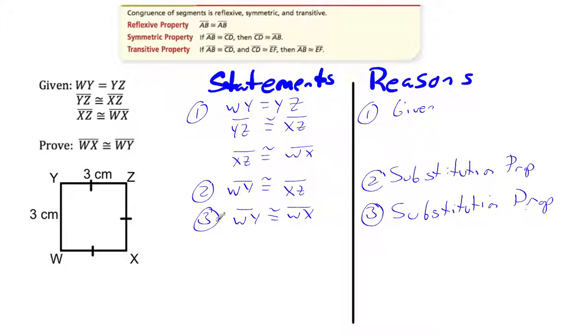Okay. Now WY is congruent to WX. That's actually what I wanted to prove, so I'm done. I finished this in 3 steps. Not bad.